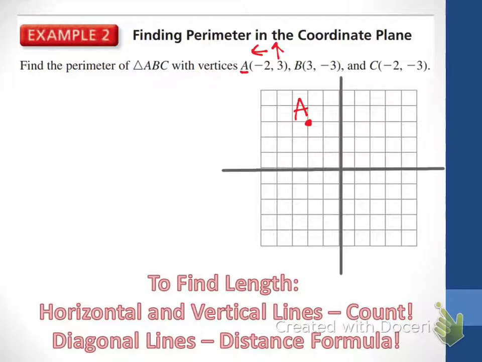Okay, so plot A. And then B, we got 3, -3. So am I going to go left or right? To the right. Down. Correct. To the right 3 and then down 3. We got B. Plot point B.